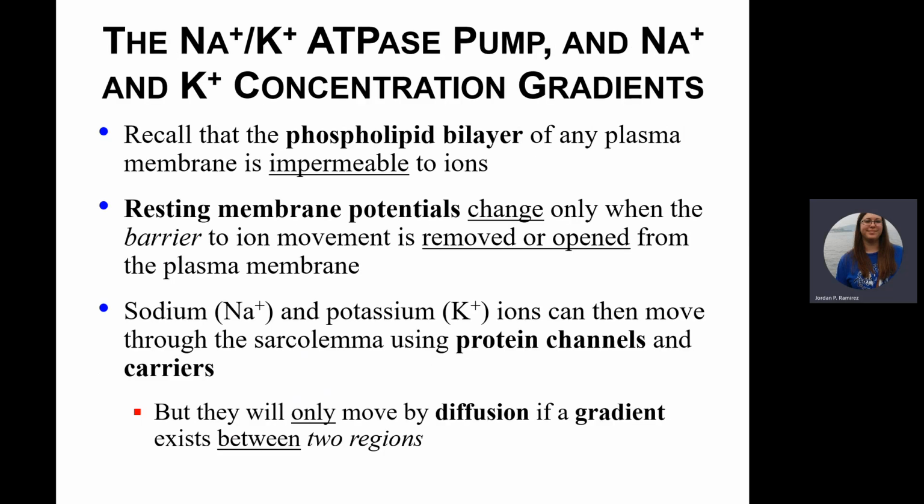All right, so recall that the phospholipid bilayer of any plasma membrane is impermeable to ions. What that means is those positive and negative charges can't go in or out without special permissions. So the resting membrane potentials change only when the barrier to ion movement is removed or opened from the plasma membrane. The sodium and potassium ions can move through the sarcolemma using, again, protein channels or carriers. They have to have a door to move through. But they will only move by diffusion if a gradient exists between two regions, so more of something on one side versus another. That's what that gradient means.